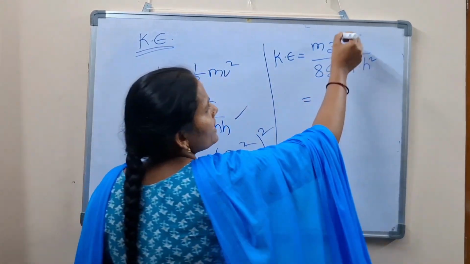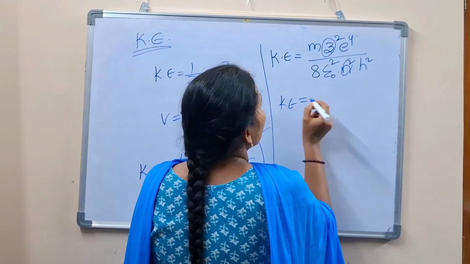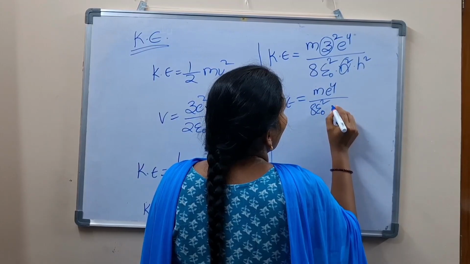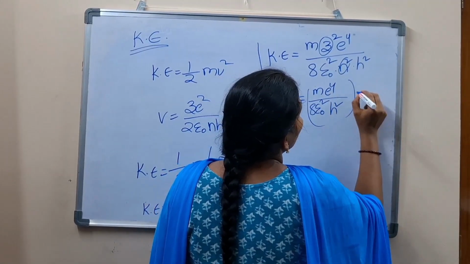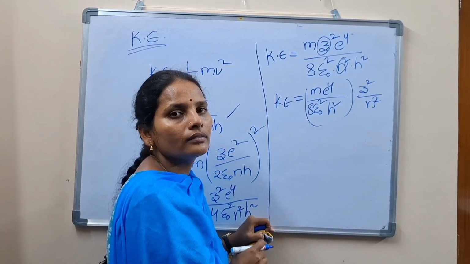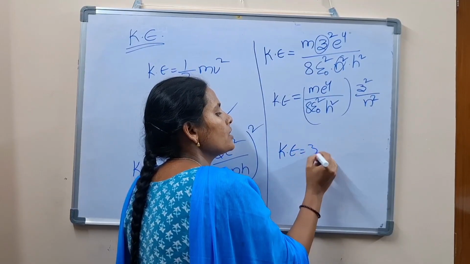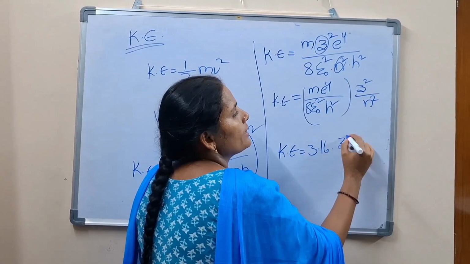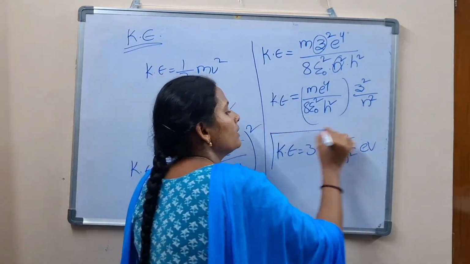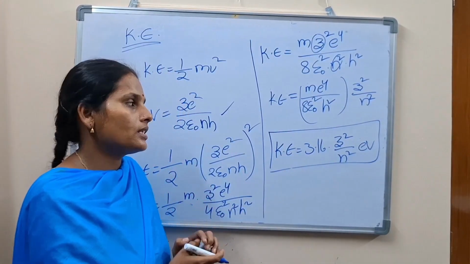In this, except Z and n, all the remaining terms are constants. Then kinetic energy equals m e power 4 by 8 epsilon naught square h square into Z square by n square. Applying the values, we get kinetic energy equal to 3.16 into Z square by n square in electron volts. This is the kinetic energy of the electron in orbit.